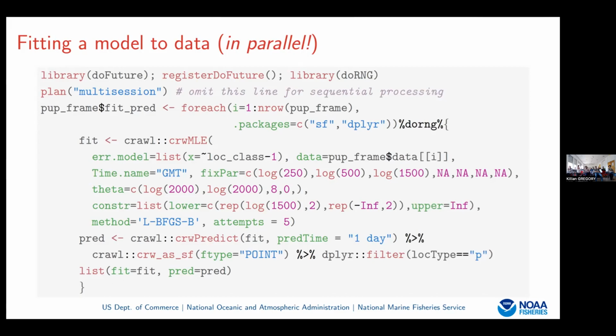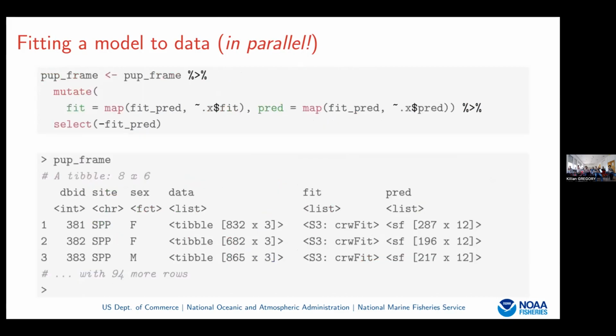Return it. And I've wrapped this all in a foreach, and it's going to do it in parallel. For each one of these iterations, it's going to farm it out to a core on the computer and do it embarrassingly parallel. This is just a little dplyr stuff to pull out the fit and the spread. It has nothing to do with crawl.